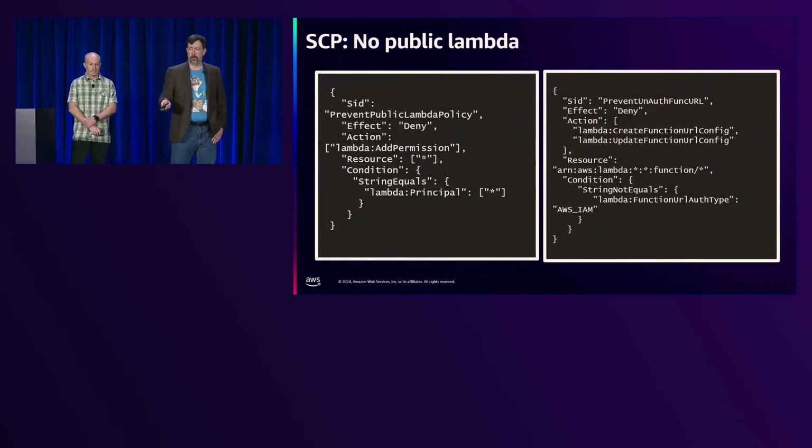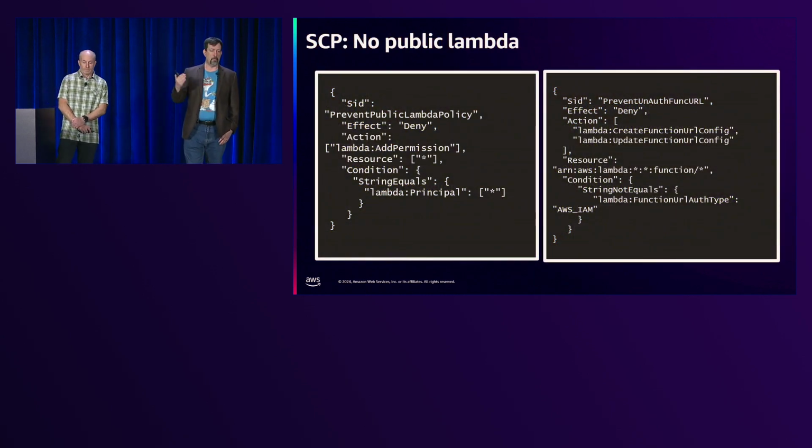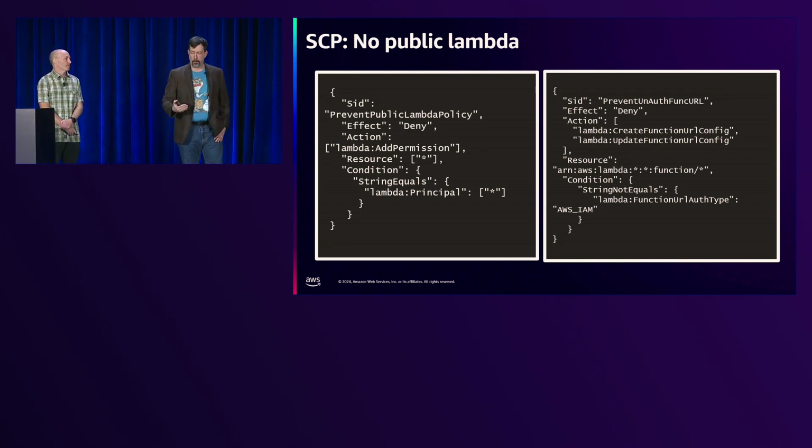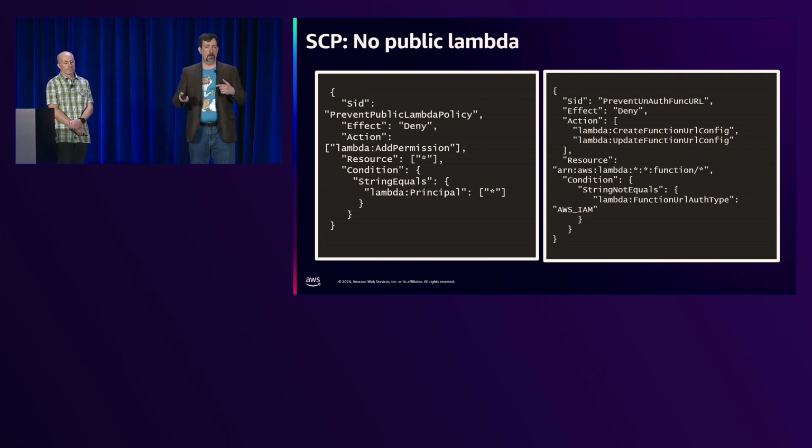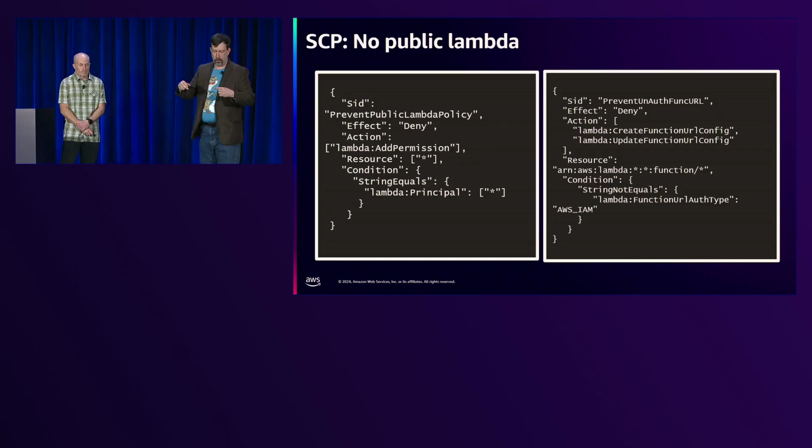So another service control policy might be, I don't want any public Lambdas in my environment. So again, we're going to do a deny on all, and the action here is add permission, but we actually have the option of a service condition key called Lambda Principal, and we're just looking for the one that says any AWS customer. So that's the example on the left, and then the example on the right is, again, a different condition key, Lambda function URL auth type, IAM. And again, this is one of those double negatives. You're creating a Lambda function, but you're going to deny it if the string is not IAM. So you're forcing all function URLs to use IAM authentication.